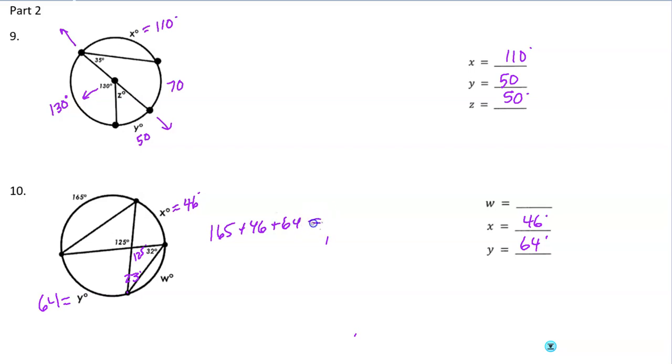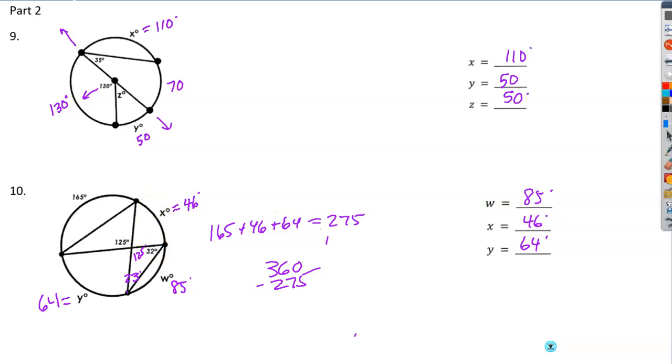And I get 275, so then I would take that away from 360 to see what's left over, and I end up with 85. So that means this guy would have to be 85. So that took a little work. There's some other ways you could solve that, but that's the first one that I saw.